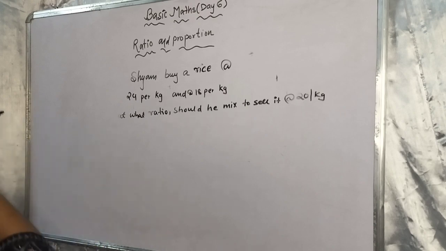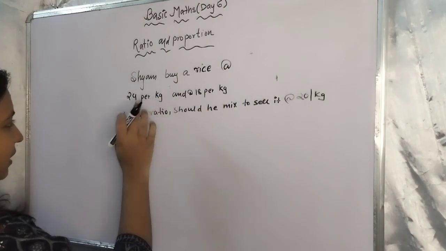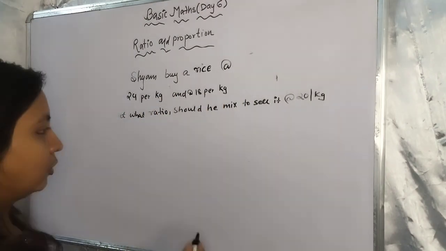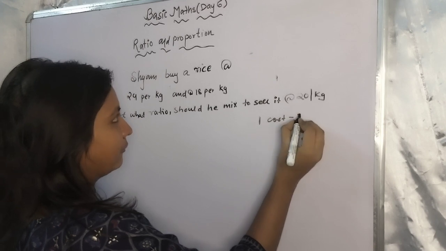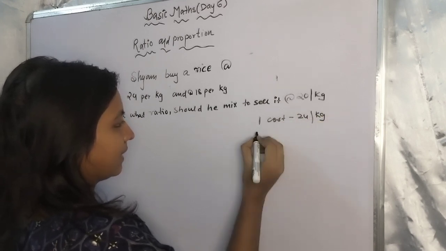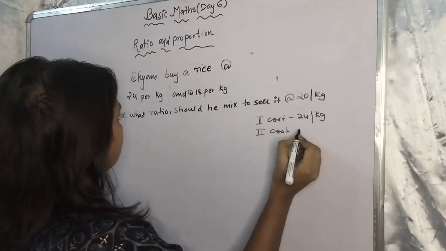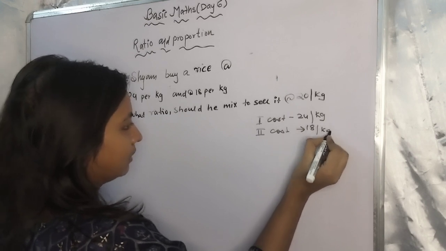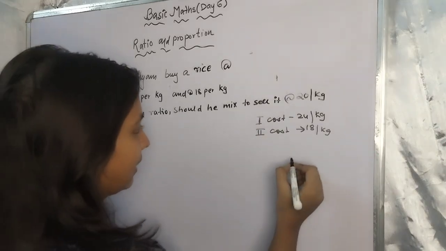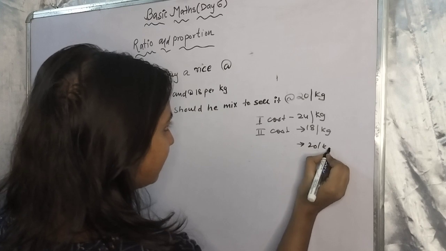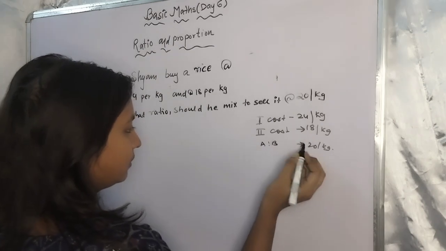So in this type of questions, we are told that Shyam buys rice at the rate of 24 per kg. He buys two types of rice. One type costs 24 per kg, and the second type costs 18 per kg. Now the question is, in what ratio should he mix them so that he can sell it at 20 per kg? Fine. So the ratio needs to be known. A is to B needs to be known.